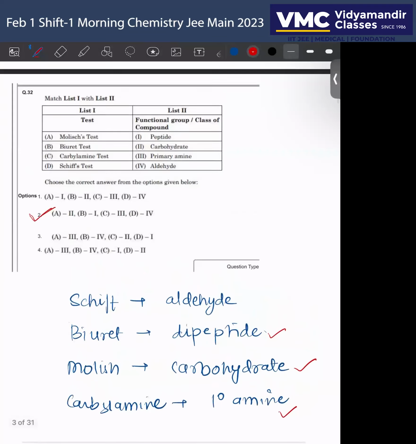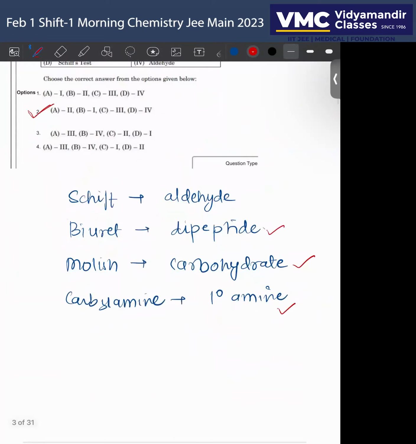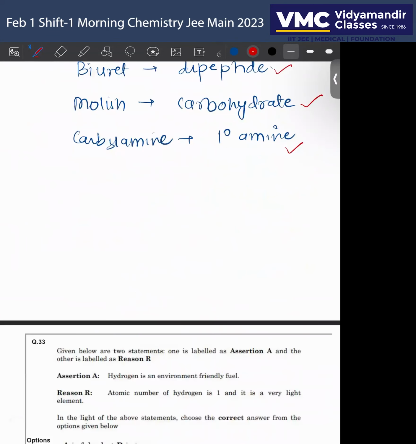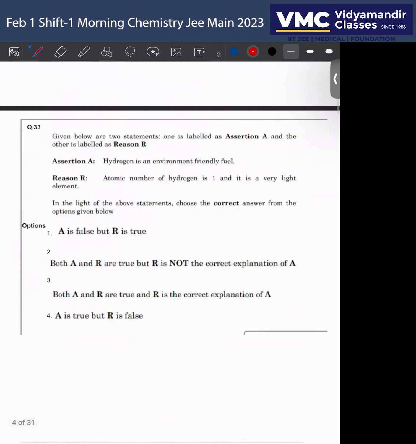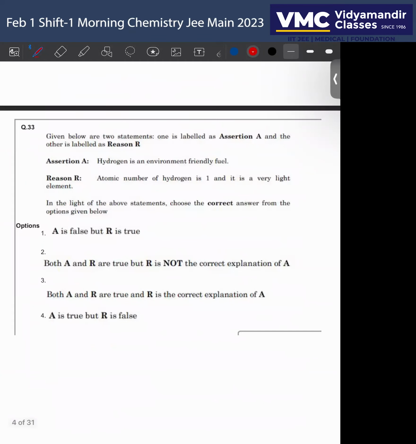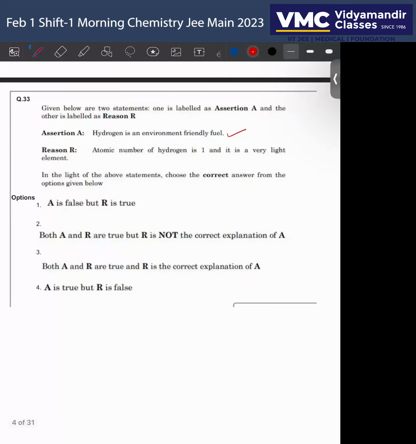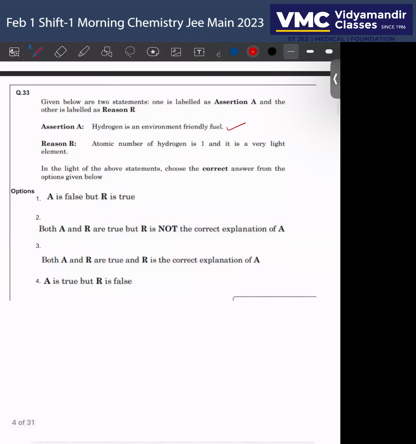Next, moving on to the next question. Question number 33. See, question number 33 is an assertion based question. Here, the assertion says that hydrogen is an environment friendly fuel. It is highly recommendable. So, it is true. It is correct. And the reason says that atomic number of hydrogen is 1. It is very true. And it's a very light element.